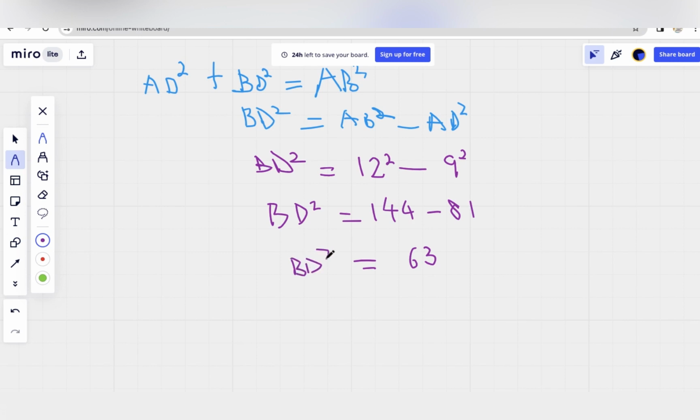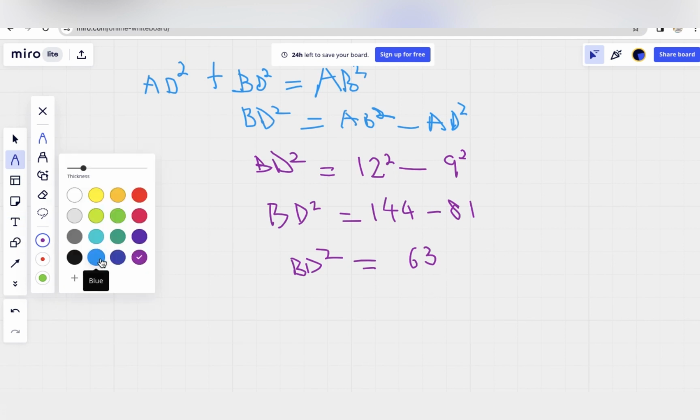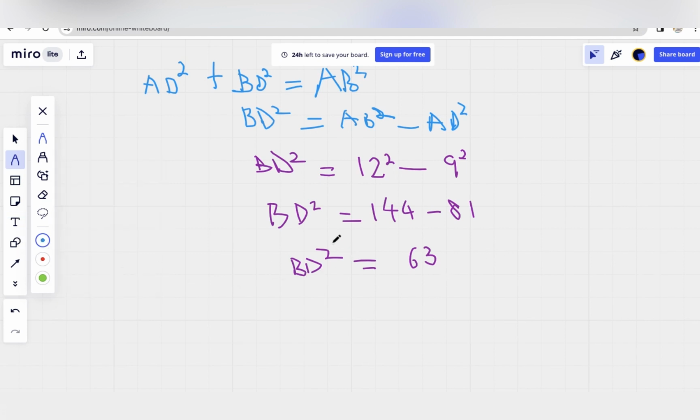Okay, so we have BD square equal to 63. So we take the square root of both sides so that we can remove the square here. And we also take the square root of here. So square root of this, we have only BD. If you take the square root of BD square, you get only BD.